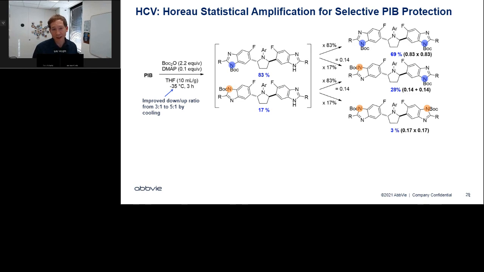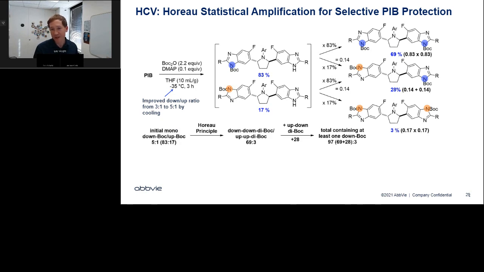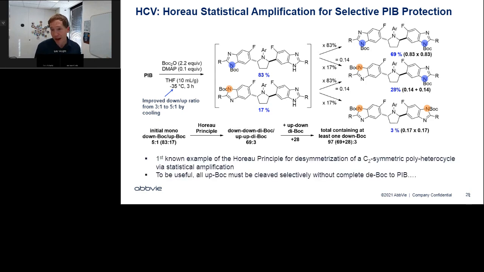So by simply cooling down the Boc protection, we could get a 5 to 1 ratio of down to up Boc, which still wasn't great. But by letting this reaction go to complete di-Boc, each of these molecules went on to give a 5 to 1 ratio of down to up Boc, giving in the end a total of 97 to 3 ratio of substances containing a down Boc versus those that did not contain a down Boc, which is only this up-up di-Boc isomer. So this would only be relevant if we could selectively cleave the up-Boc isomers.